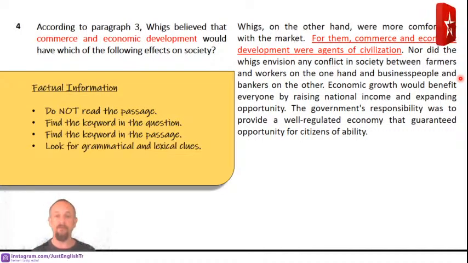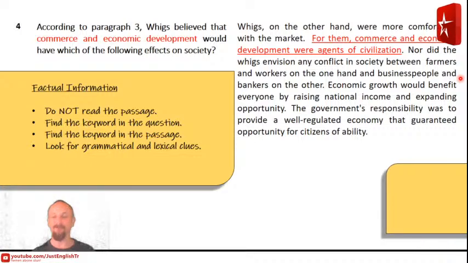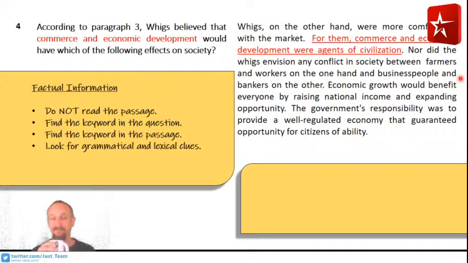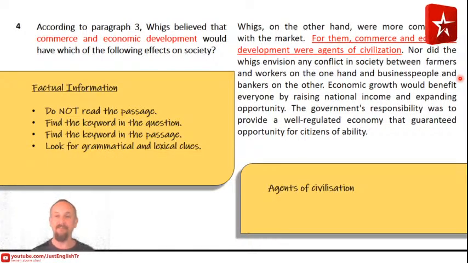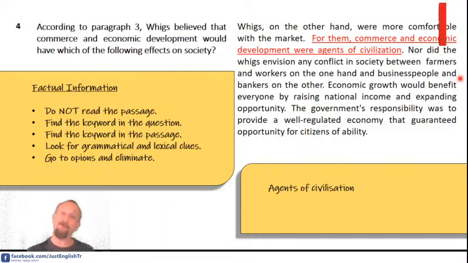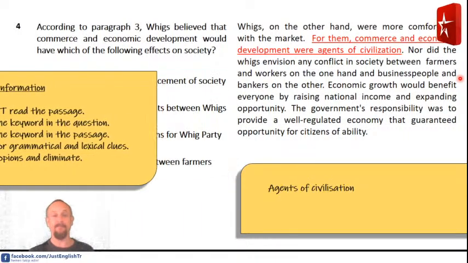Let's put those clues. Then we're going to look for grammatical and lexical clues, of course. Getting a little bit ahead of myself. I'm excited now. So, yeah. Agents of civilization. Really not a lot of information here, is there? Let's go back to the options and eliminate.